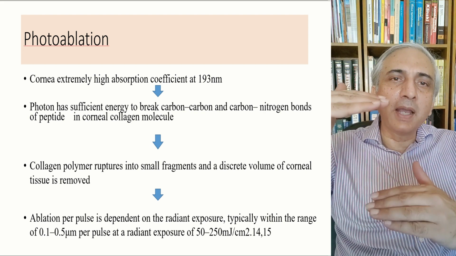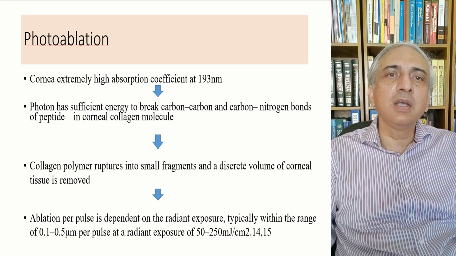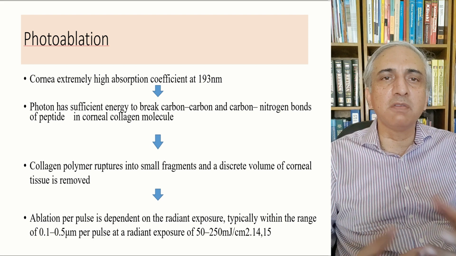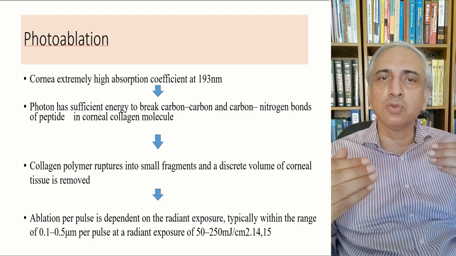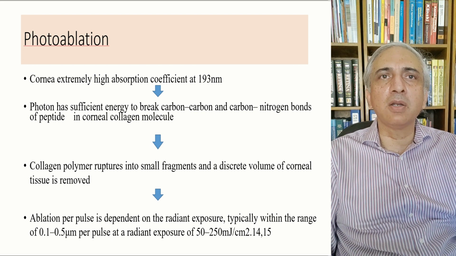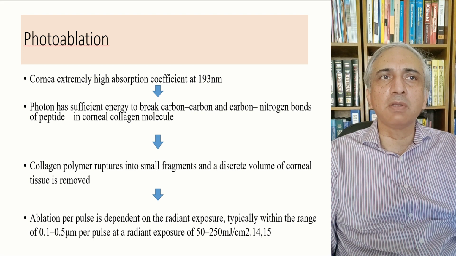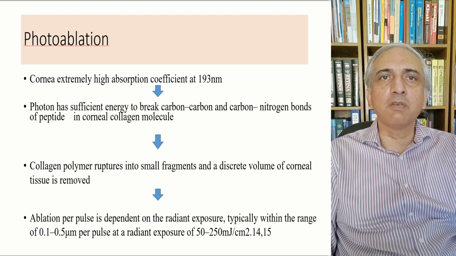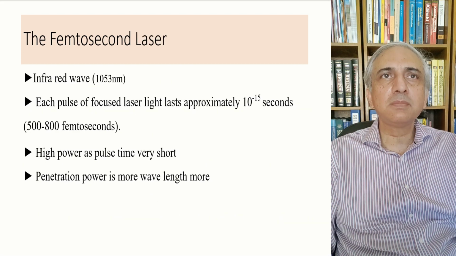So you can plan how much thickness. Usually for every 12 microns you would remove one diopter. It varies with different machines if you're using a tissue saving technology or not. And then ablation per pulse is dependent on the radiant exposure, typically with a range of 0.1 to 0.5 micron per pulse at a radiant exposure of 50 to 250 millijoule per square centimeter.